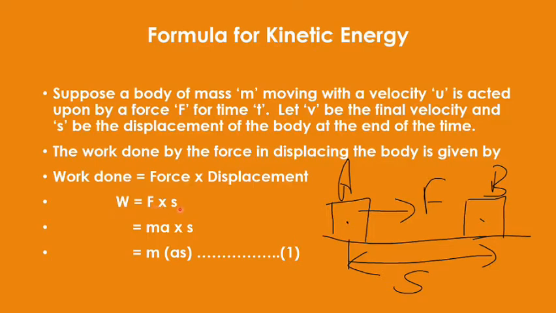But if the velocity is changing from U to V, it means there is some acceleration A. By Newton's second law, F equals M into A, multiplied with the displacement. So work done comes out to be MA into S. You may call it equation number 1. This is known to you by the definition of work done, and using Newton's second law you should be able to write the force and displacement for whatever example you want to take.